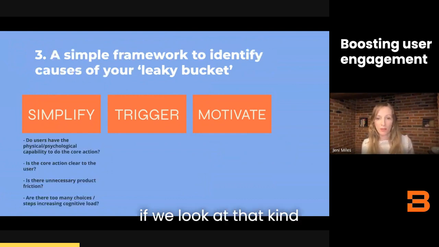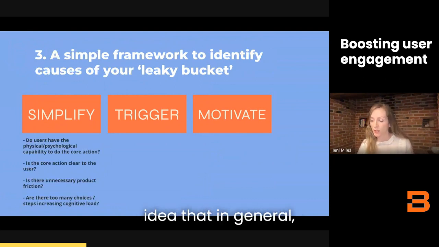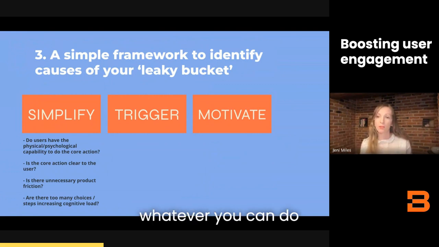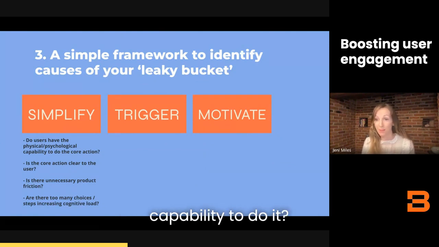So if we look at that simplify point, it goes back to this idea that, in general, humans can be lazy. We don't want the cognitive overload of having too many decisions to make. Whatever you can do where necessary to simplify, and also consider whatever that core action is that you're trying to drive in your users or your customers, how can you understand the best way to even track whether those users have the capability to do it?